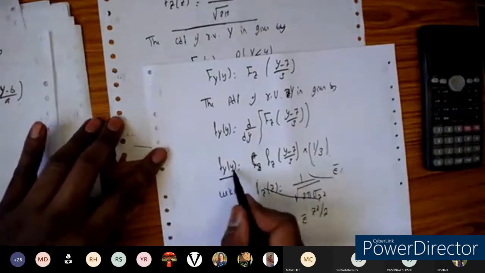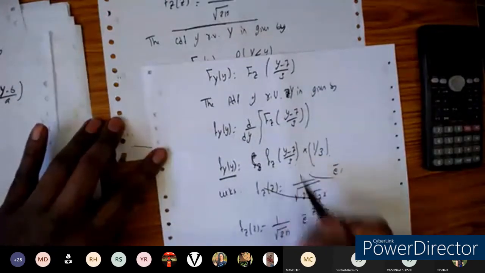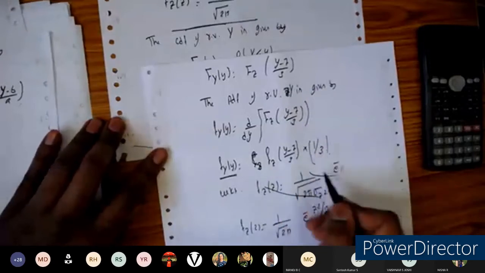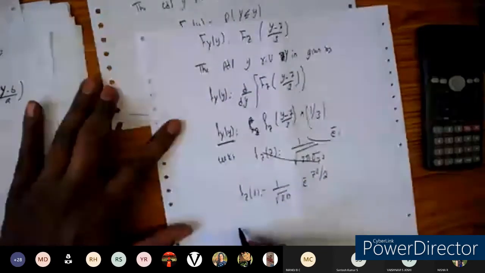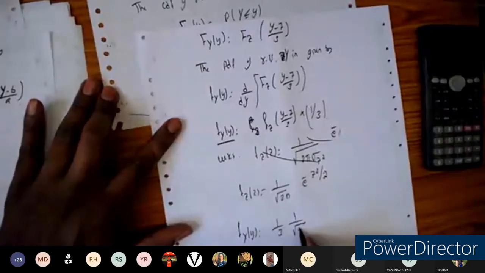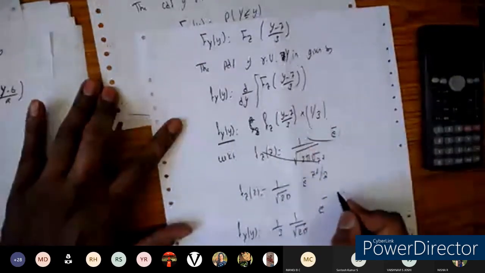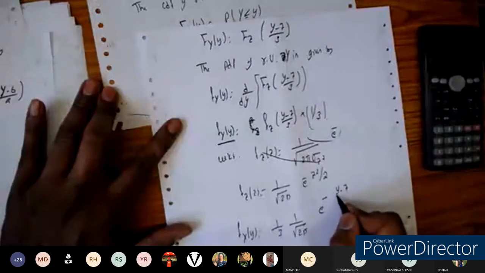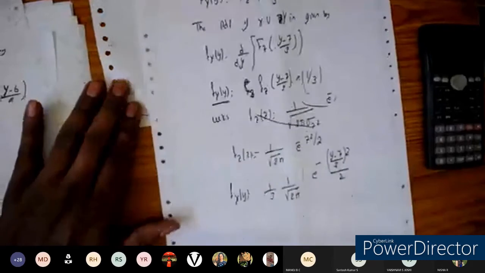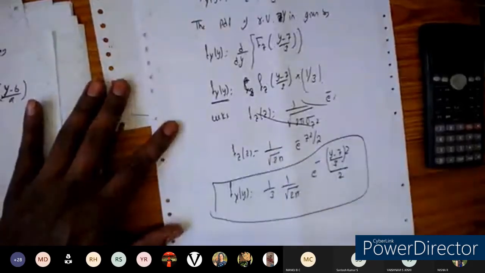From this, fY(y): in the fZ(z), we need to replace the z with (y minus 7) by 3, and scale this by 1 by 3. So fY(y) is equal to 1 by 3, and wherever z is there it will be replaced, so e to the power of minus ((y minus 7) divided by 3) the whole square, divided by 2. This is the PDF of the random variable Y we are going to obtain here.